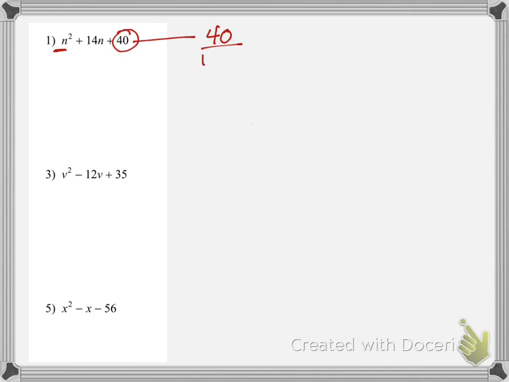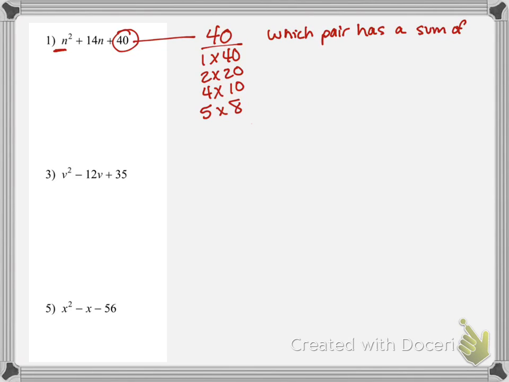We're going to be like, okay, I know 1 times 40, I know 2 times 20, I know 4 times 10, I know 5 times 8, and I think that's it. So what we're going to do is look at these, and we want to know which pair has a sum of the middle term, which is 14.